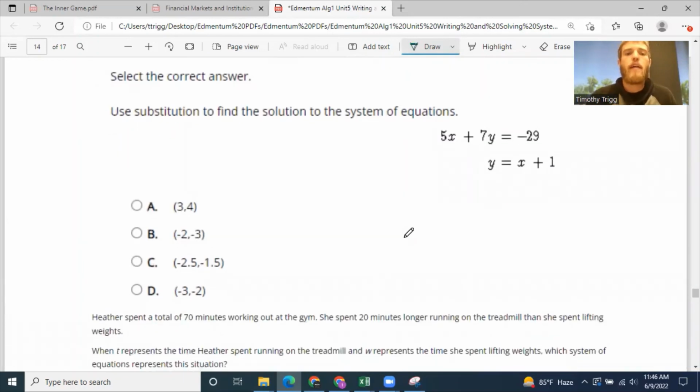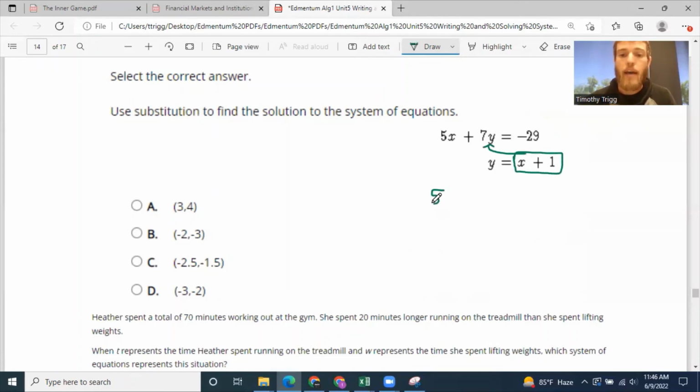Use substitution to find the solution of the system of equations. One thing you can do is graph these two equations and see where they cross. The intersection point is your solution. But they're asking us to use substitution, so let's do that. Notice it says y equals x plus 1. So I can take this value for y and replace it right here.